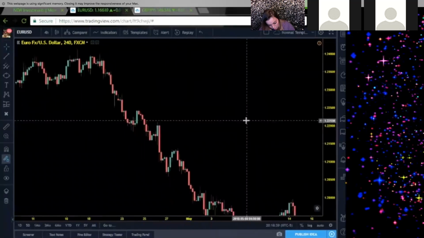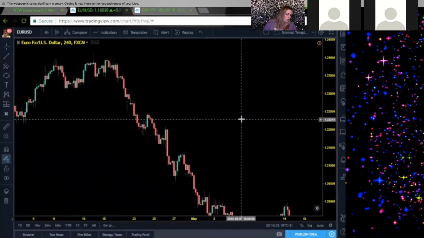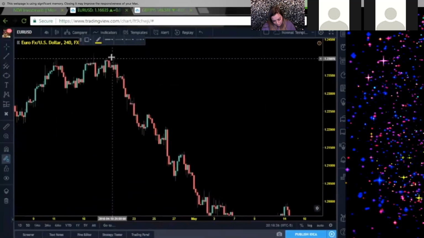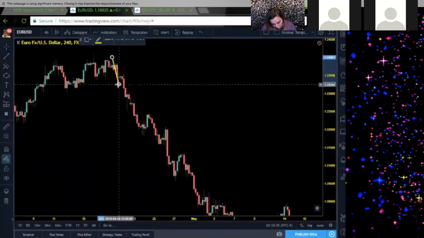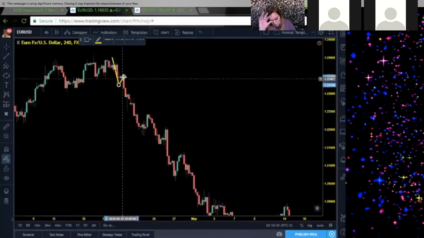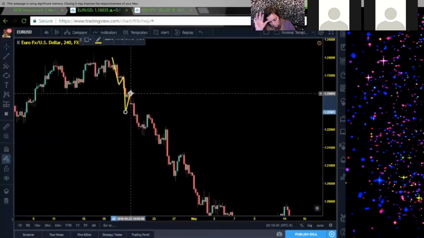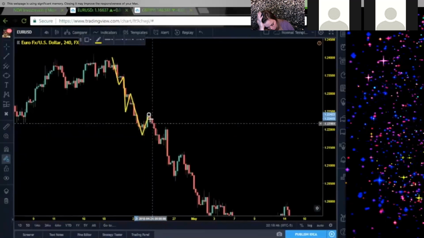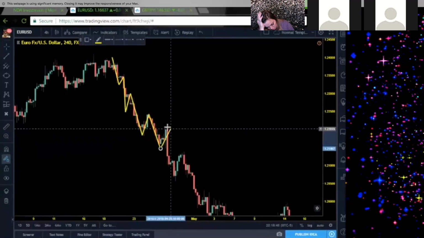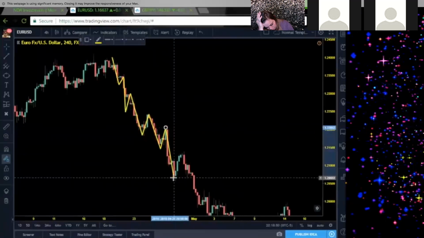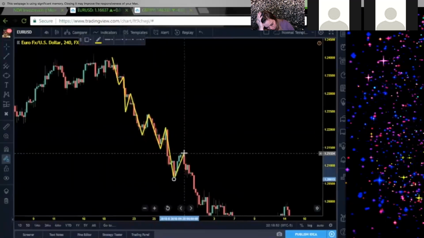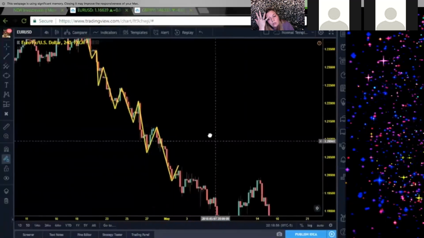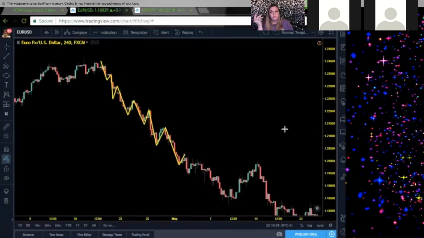Is the market going down or up? Down, right? Obviously. So let's see if we can follow structure down. Lower low created, lower high created, lower low created, lower high created, lower low created, lower high created, lower low created, lower high created. Look at this, guys. Look at this.